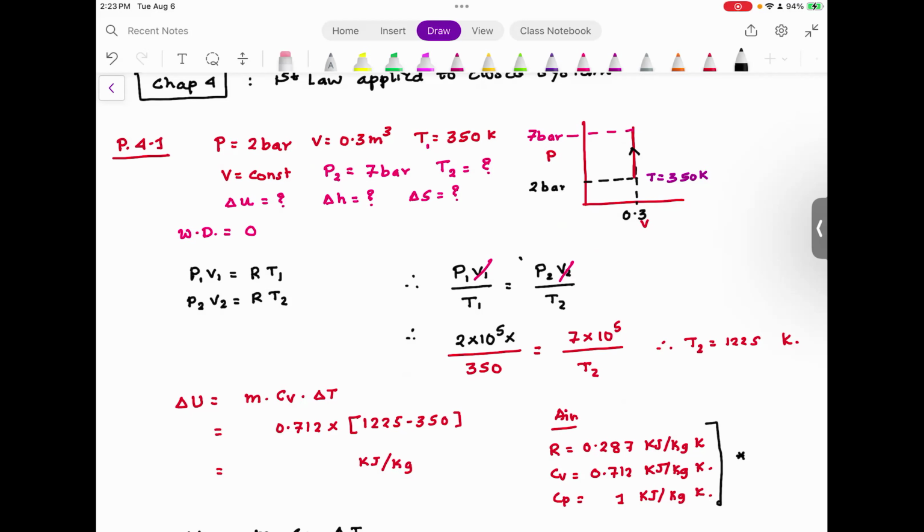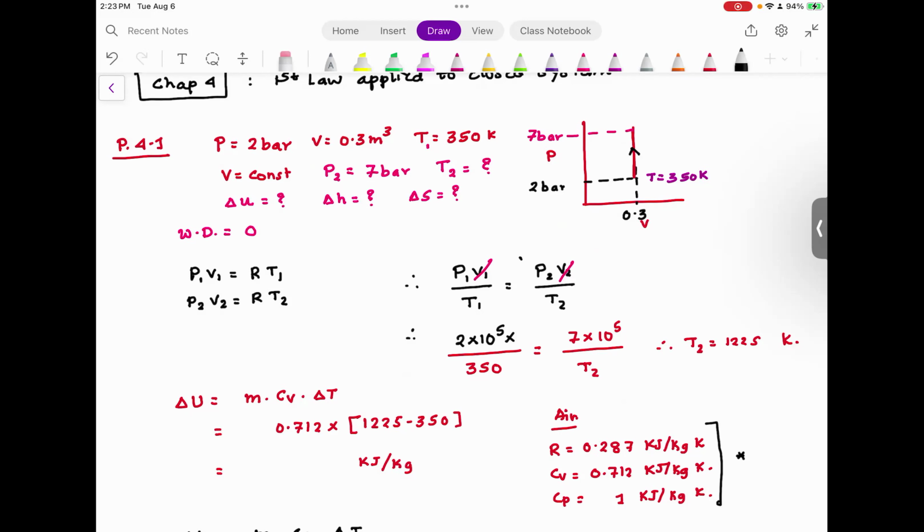To solve this problem, first it is asking us to find the temperature at the end. So we have to use the state equation or the gas law: P1 V1 divided by T1 is equal to P2 V2 divided by T2. When you substitute these values, you are going to get this temperature T2, which is 1225 Kelvin.